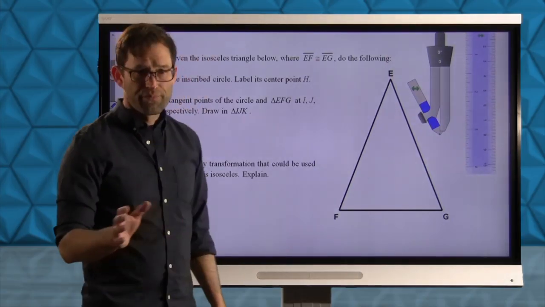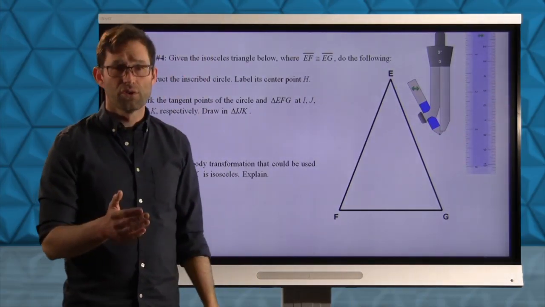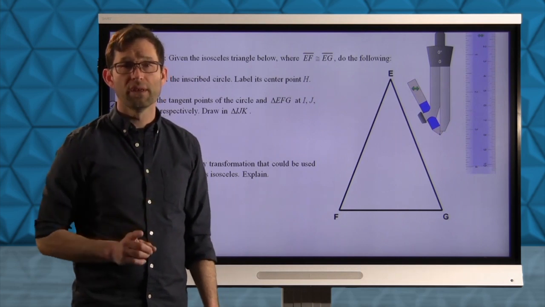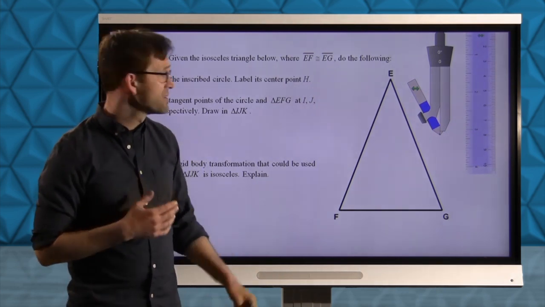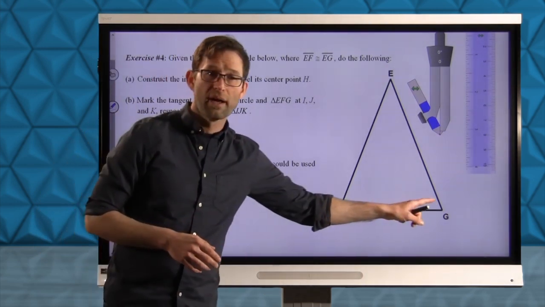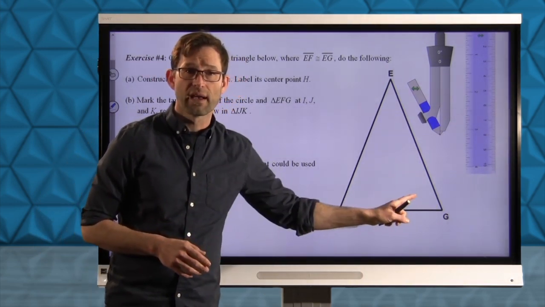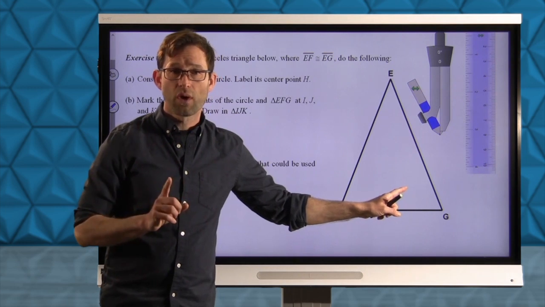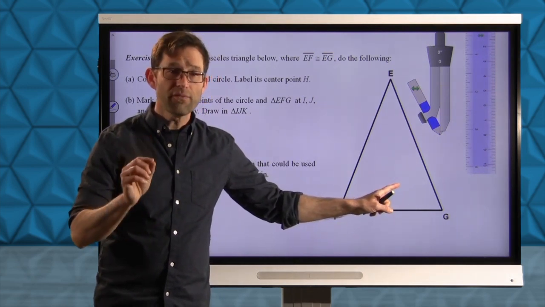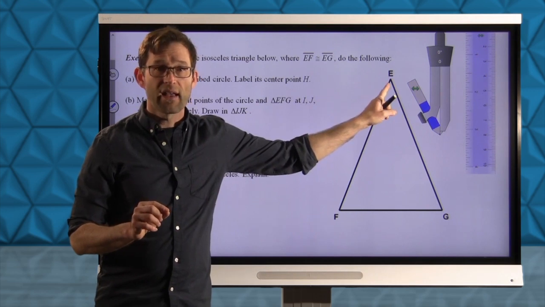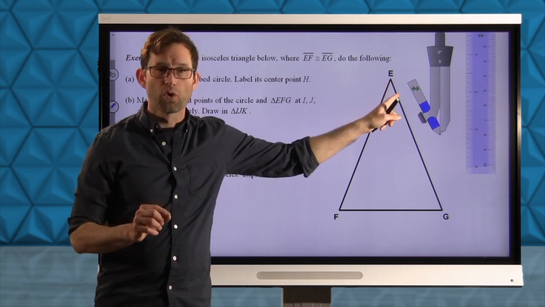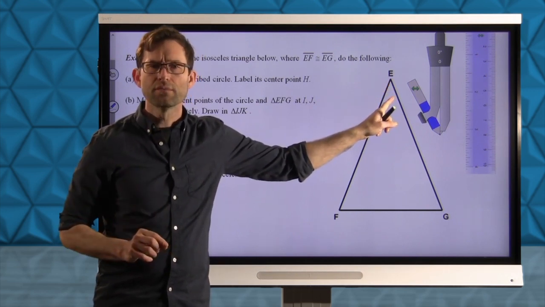Now again, I'd like you to work on this yourself, but I want to give you a piece of advice before you do so. My natural inclination would be to say, well, I'll bisect that angle and I'll bisect that angle, the two base angles. With an isosceles triangle, you can make your life a bit faster if you first bisect angle E, or the vertex angle. So do this, okay?